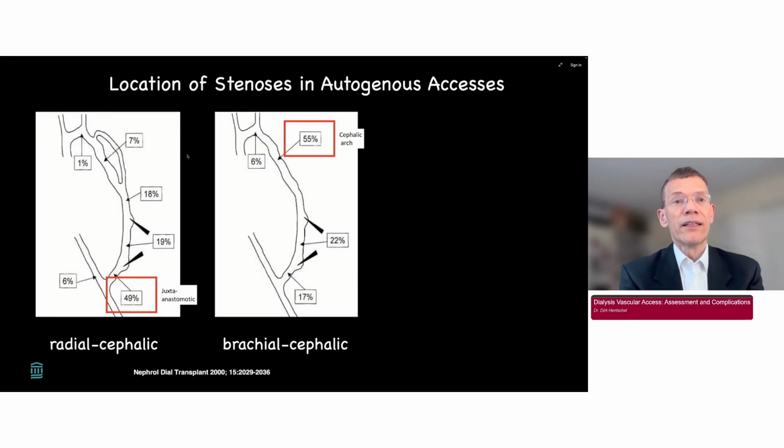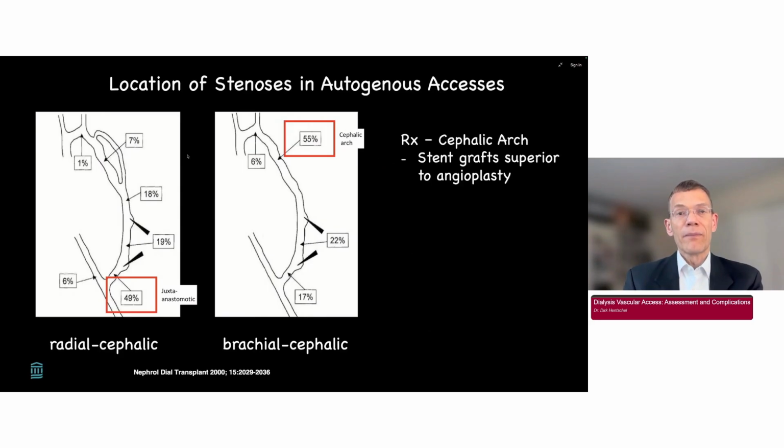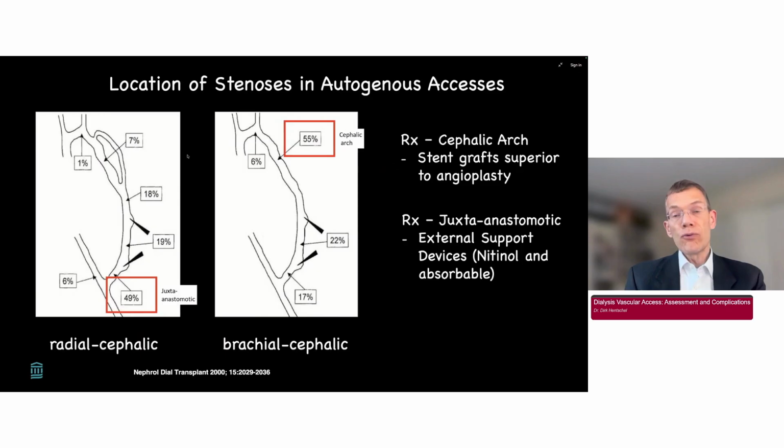As for the location of stenosis in fistulas, in the forearm the relevant stenosis, over 50% and above, is either at the anastomosis or immediately in that inflow segment. However, in the upper arm cephalic vein, it's usually the cephalic arch, over 55%, and only in a minority of cases is the juxtaanastomotic segment, the inflow side, relevant. Treatment: we have learned that in managing cephalic arch stenosis in the upper arm, stent grafts are superior to just angioplasty. And there are newer technologies for juxta-anastomotic stenoses, whether in the upper arm or the forearm access: external support devices, either made out of nitinol, nickel titanium alloys that expand, or absorbable, and they provide stabilization as an external scaffold and seem to reduce endothelial hyperplasia.